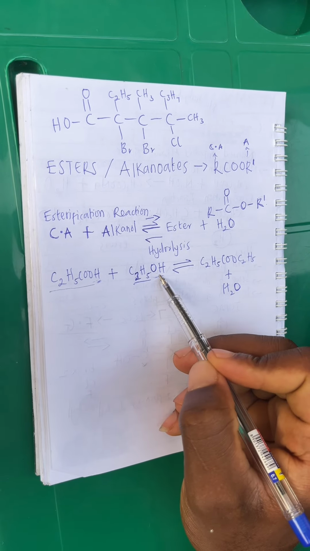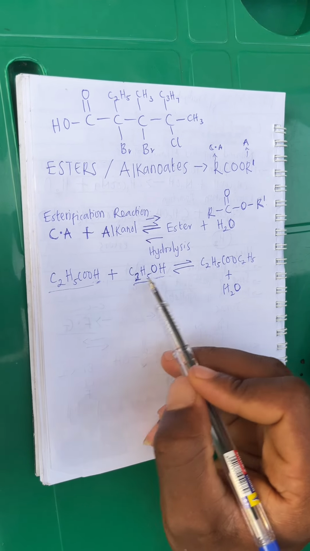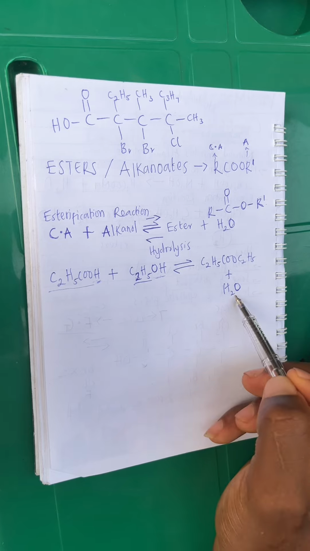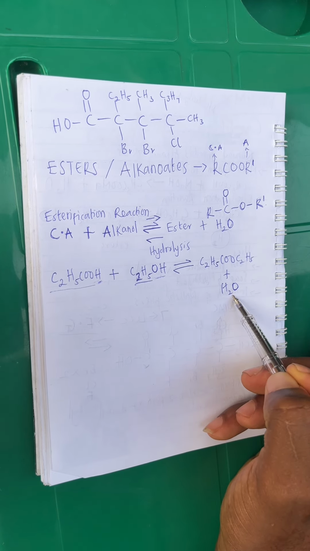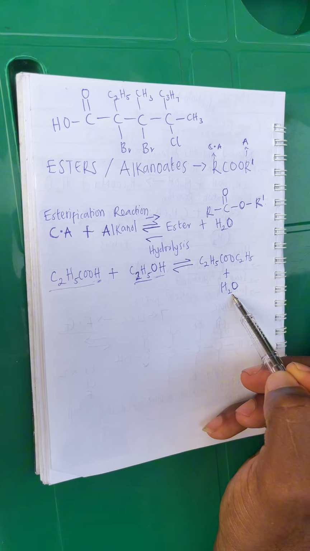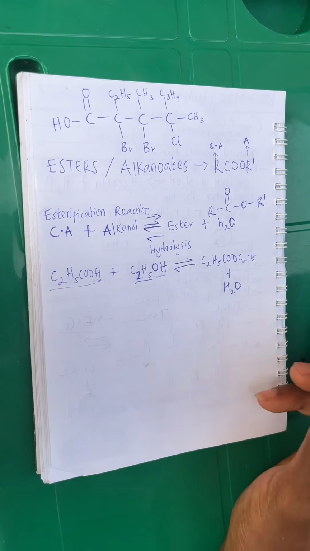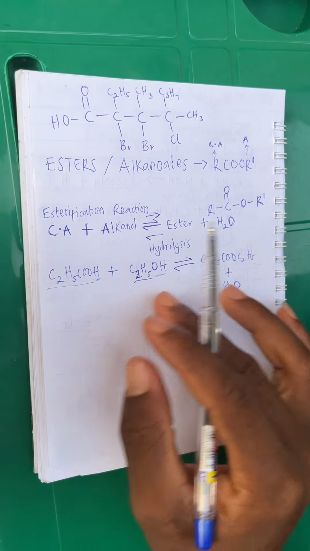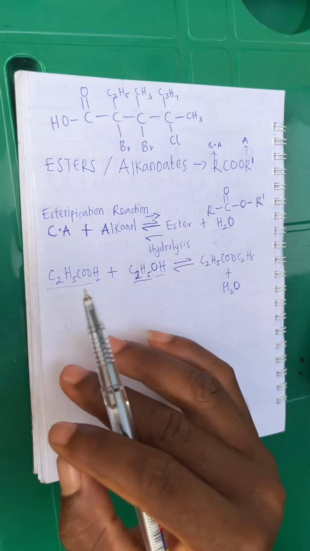If hydroxyl ion and hydrogen ion react together, that will give us our water, and that was how water was formed from this esterification reaction. I believe this is very simple to understand. Now, this is a very simple thing. So this is just basically an esterification reaction. The reverse is hydrolysis, right?